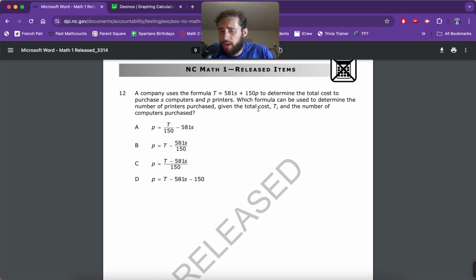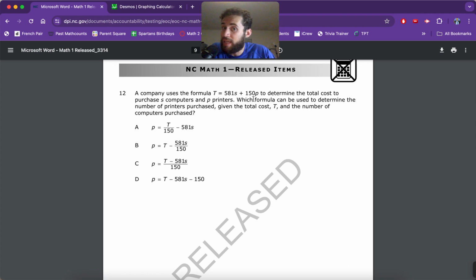But if you want P alone, and right now T is alone, then you're just manipulating this, like moving the numbers around to get P alone. So we'd start by getting rid of the 581S, right? This part doesn't even have a P in it. And since you're adding that to 150P, the opposite of adding is subtracting. So we just subtract 581S from both sides. So minus 581S, minus 581S. Cancel it out on the right, and you get T minus 581S equals 150P.